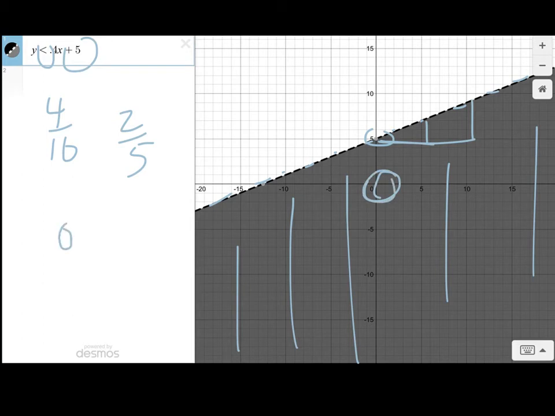Try it out. 0, is that less than 4 times 0 plus 5? Is it true that 0 is less than 5? Yep, that's true, so you shaded the right side. Now we're going to lay on the second graph.